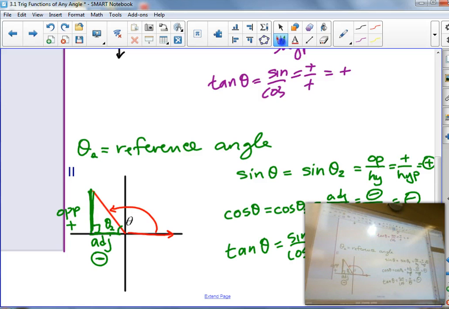Wait, I don't get why. Over cosine. Okay, number 1, remember how we had the different definitions for tangent, and they're also on your bookmark?